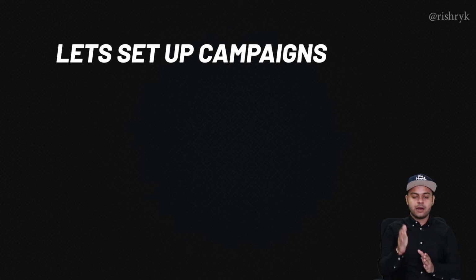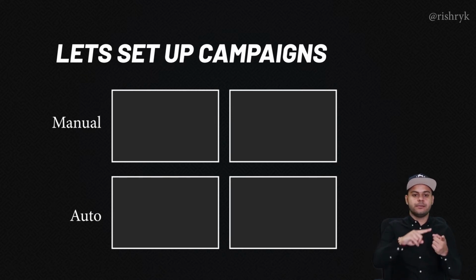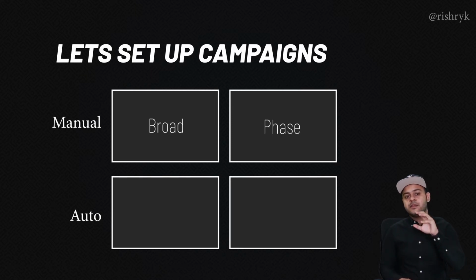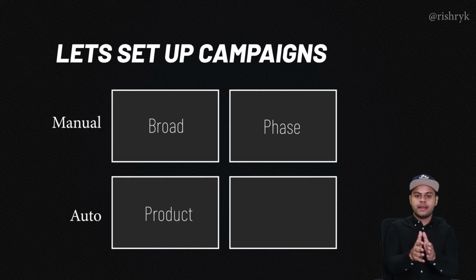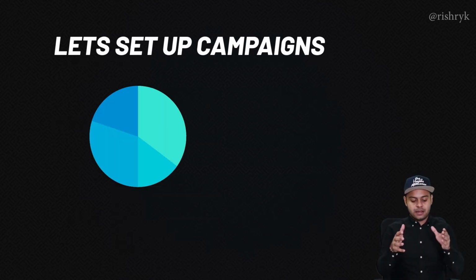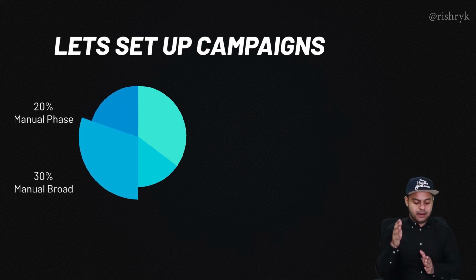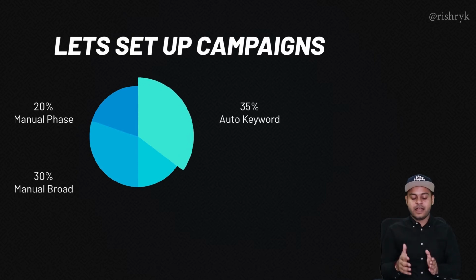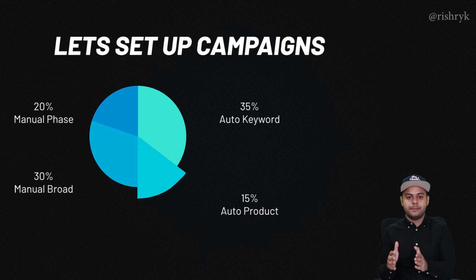So now let's understand how would we distribute this daily budget across the 4 campaigns that we need to create. We are going to be creating 4 different campaigns, 2 manual campaigns and 2 automatic campaigns. The 2 manual campaigns will be covering the broad and the phrase match types, and the 2 automatic campaigns will be focusing separately on product targeting and keyword targeting. Now this is just from my experience, but the way I like to distribute my budget is to put 20% in manual phrase campaign, 30% in manual broad campaign, 35% in auto keyword campaign, and 15% in auto product campaign.